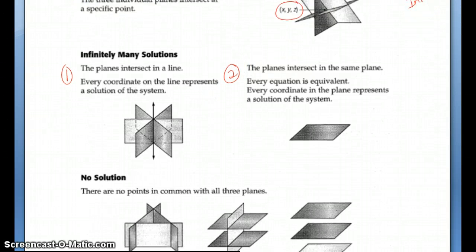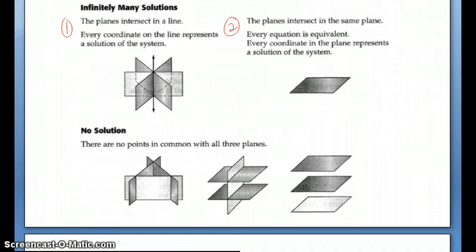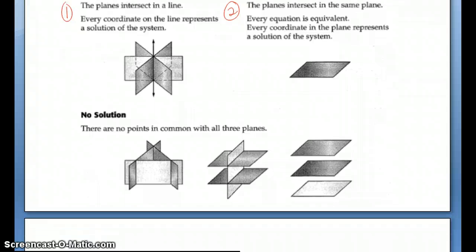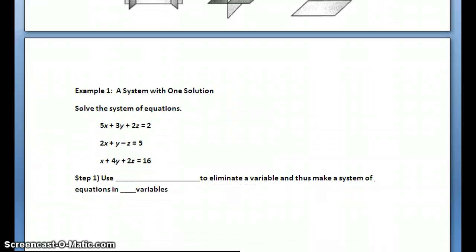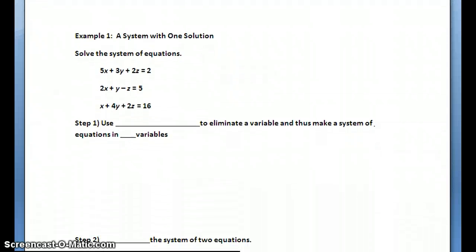And then there's one other situation that can happen, and that is that there's no solution at all. And that's where no points are in common in all the three planes. And so visually that's kind of what it looks like. That's not really what we'll be dealing with as much as we'll be dealing with equations. And we're going to be doing elimination. We're going to do substitution. And we're going to be trying to find our x, y, and z. That is the whole point of what we're doing.